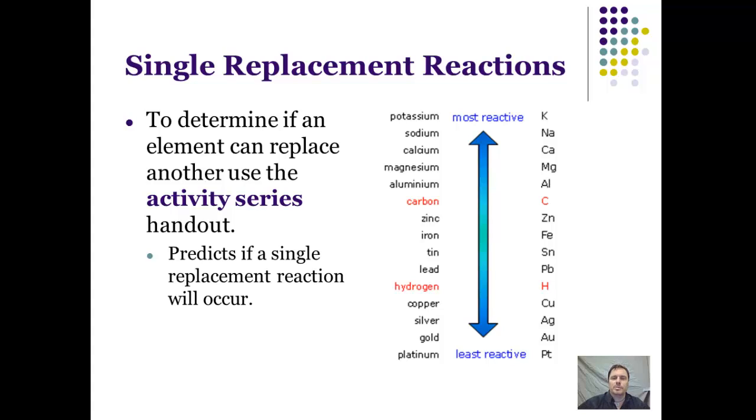Okay, so that's single replacement. A single element replacing another element in a compound. It's only going to replace it if it's more active. Now, this is kind of an activity series for metals. For nonmetals, we just use group 7 and go down that group, and that's our activity series.